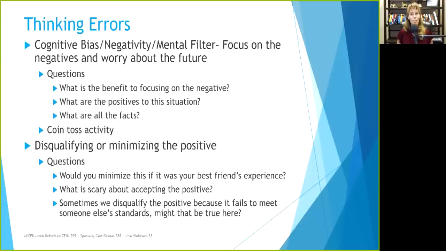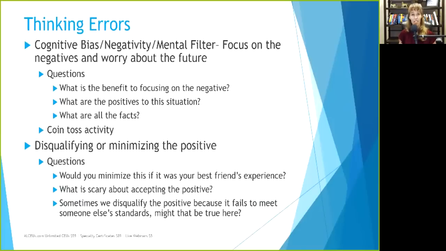So ask them, what's the benefit to focusing on the negative? In what ways is this helpful to you? Some people will say, well, it keeps me from getting disappointed because I know it's going to end up negative anyway. So we can challenge whatever it is they think they know, and see if there have been exceptions when it hasn't turned out that way.